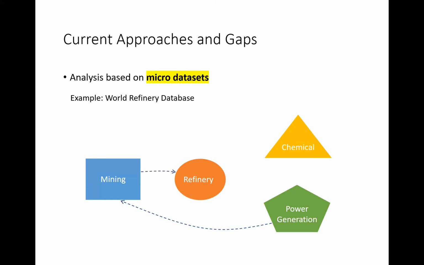If we use the bottom-up approach, we can only capture the direct impact, but we cannot get the indirect impact.